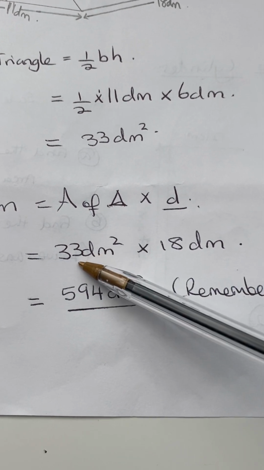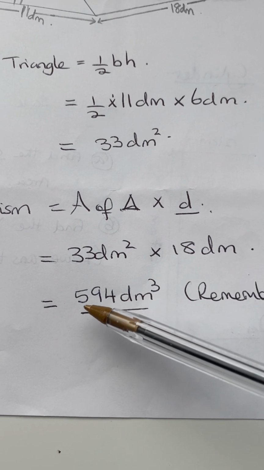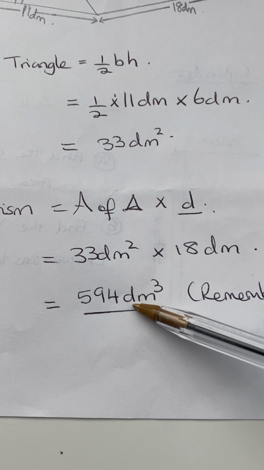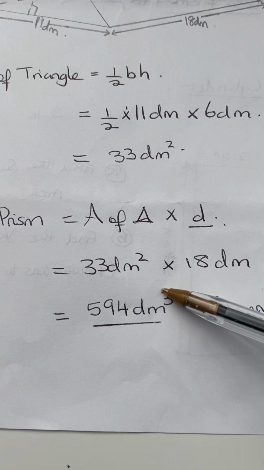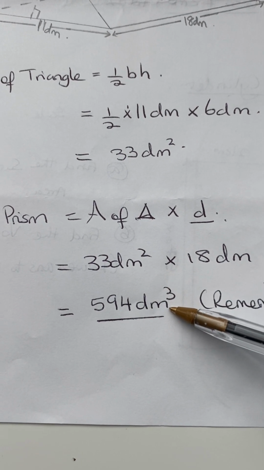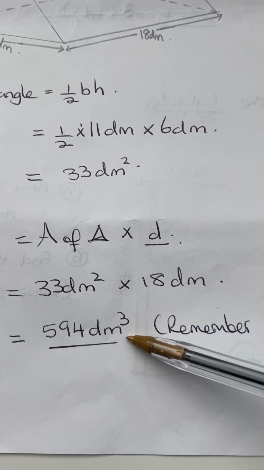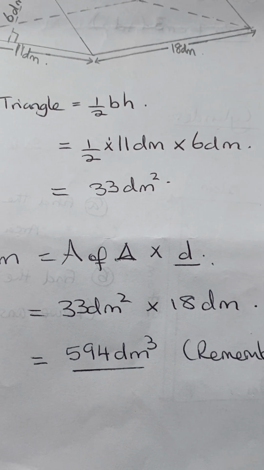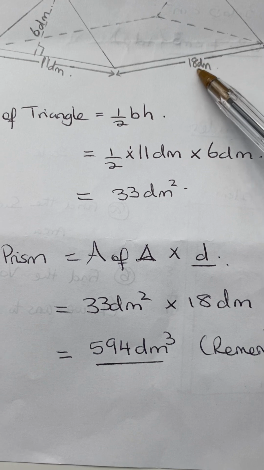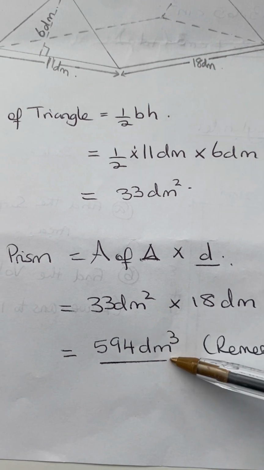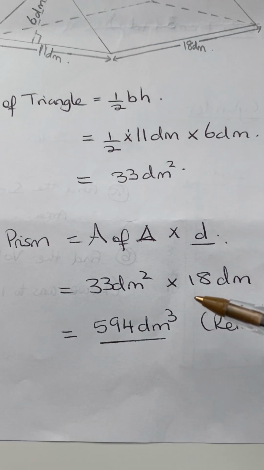Now, if you do this nicely on your calculator, we have 594 decimeter cube as the volume, so our unit is decimeter cube. Remember your units, don't forget your units. It could be 594 sweets or anything. They've given us decimeters, so our answer will be in decimeters. It is volume, so it's decimeter cube.